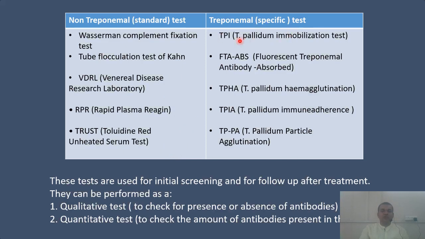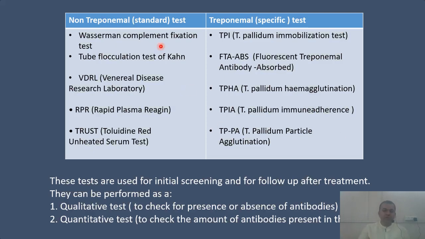Then treponemal or specific tests are also important. You must know the names and how they are performed. The TPI, that is Treponema pallidum immobilization test. FTA-ABS, that is fluorescent treponemal antibody absorbed test. Then TPHA, that is Treponema pallidum hemagglutination test. TPIA, that is the Treponema pallidum immune adherence test, and TPPA, that is Treponema pallidum particle agglutination test. So you must know these names of the tests: the TPI, FTA-ABS, TPHA, TPIA, and TPPA. Okay, because it's helpful in the diagnosis.